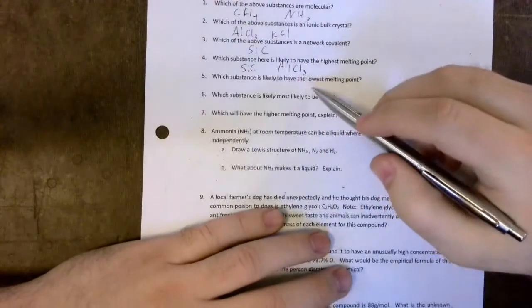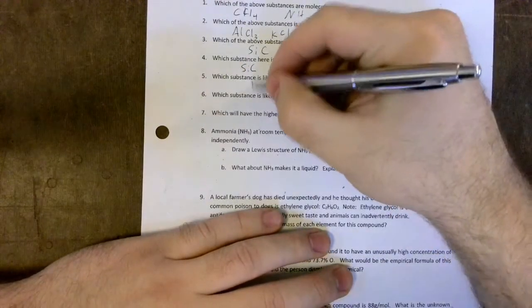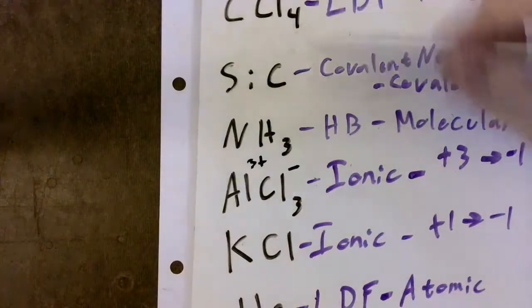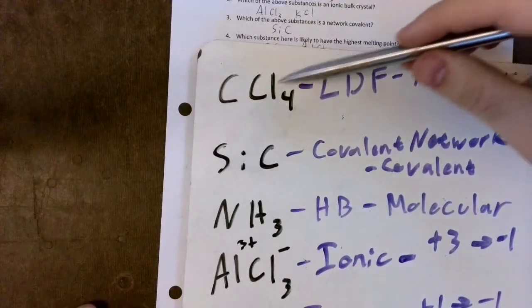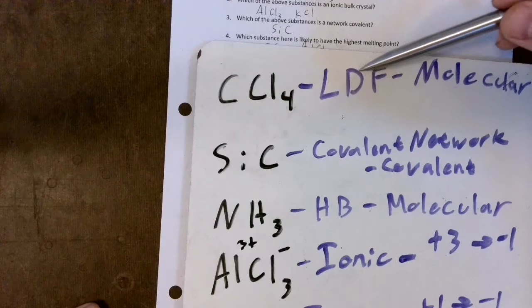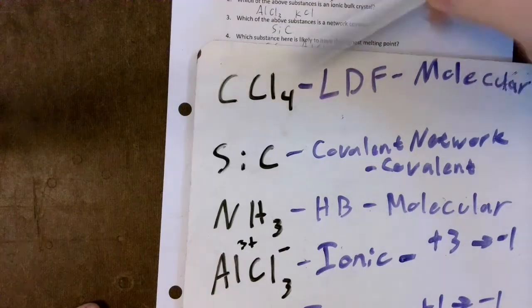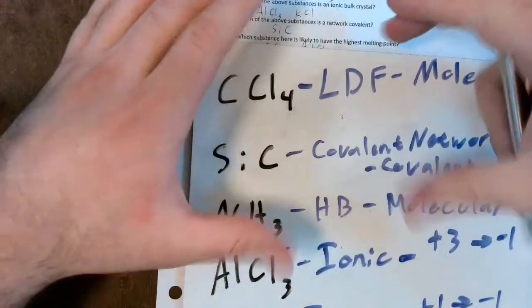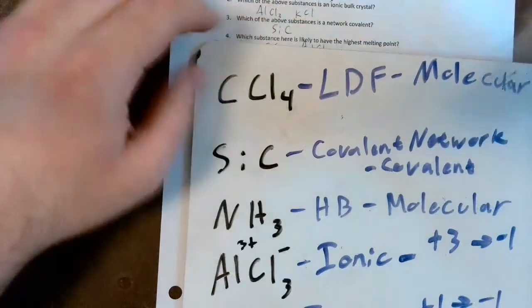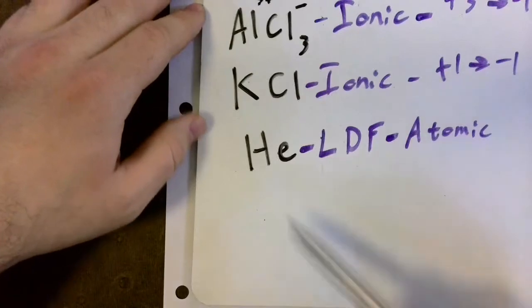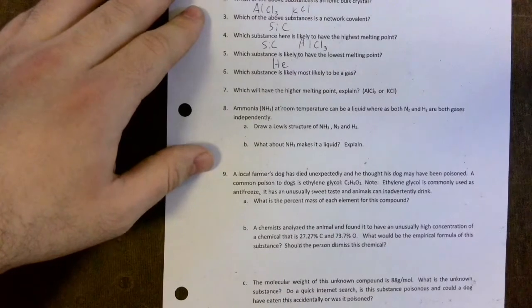Which substance is likely to have the lowest melting point? That one should be obvious. That'll be helium, because helium is going to be small. Both helium and carbon tetrachloride are only held together with London dispersion forces. But because carbon tetrachloride has so much more going on with it, a lot more mass, a lot more volume for those London dispersion forces to activate, it's going to have a much higher boiling point or melting point than helium. Helium has a melting point close to 1 Kelvin.